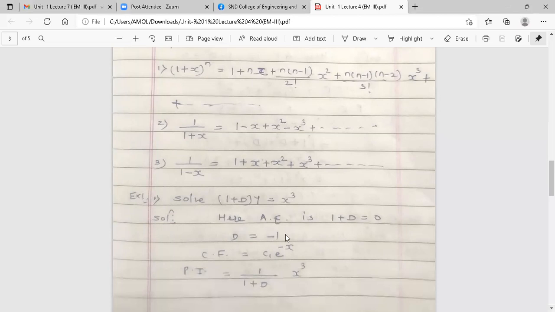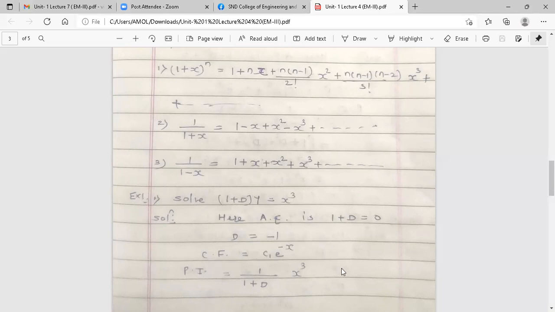See the example. Solve (1 plus D) into y is equal to x cube. Here the auxiliary equation is 1 plus D equal to 0, because the example is in the reduced form of φ of D into y is equal to f of x. So your φ of D is 1 plus D. Equate it equal to 0, and you will get the auxiliary equation. The value of D is here minus 1, because it is a linear equation, and the root is minus 1. So the complementary function is c1 e raised to minus x.